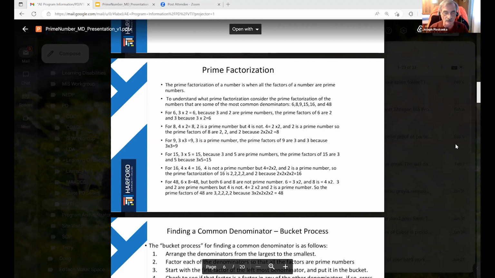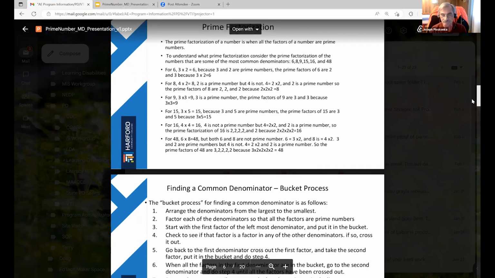And then I show them the prime factorization of 48, which is 6 times 8. And I tell them, okay, you know what the prime factorization of 6 is? It's 3 times 2. And we know what the prime factorization of 8 is. So we join the two of them together and we get the prime factorization of 48 is 3 times 2 times 2 times 2. Okay, next slide.